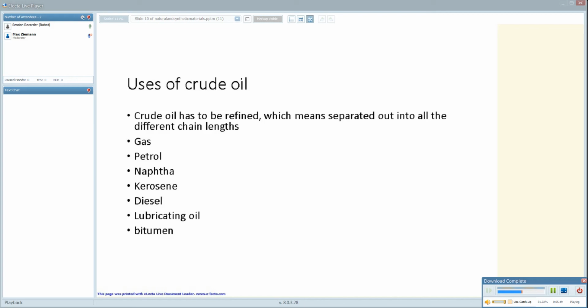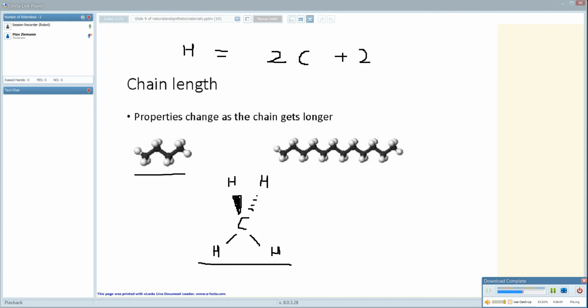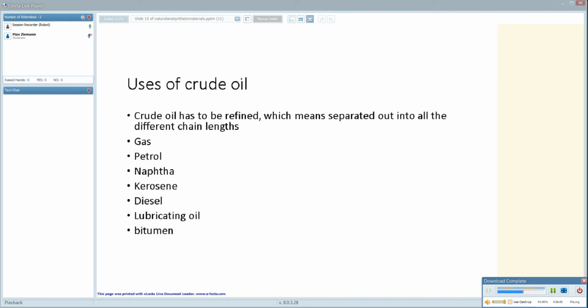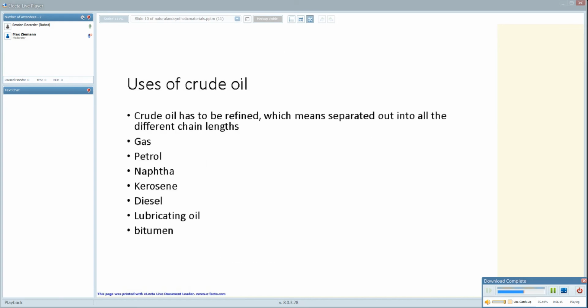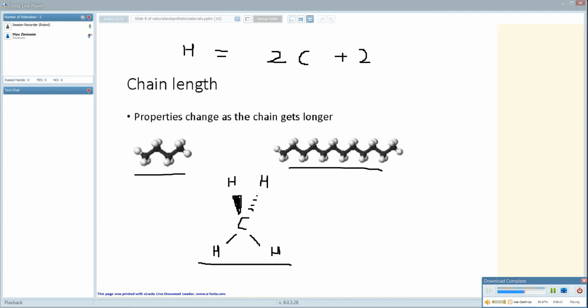So there's lots of uses of this crude oil, and because it's split into all these different chain lengths, the different chain lengths are all different things. So the smaller chain lengths, like this, will be made into petrol and gas, stuff like that. And the longer chain lengths, like this one, get made into stuff like diesel and kerosene and bitumen. So the longer the chain length is, the more thick the oil's going to be.